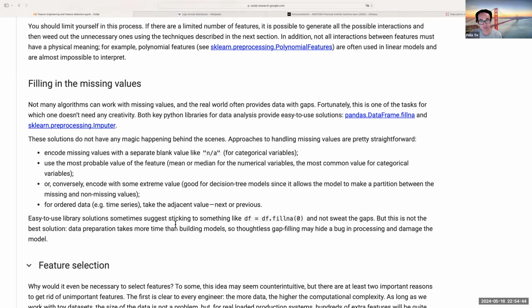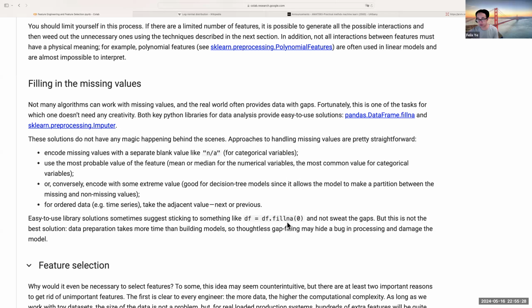Sometimes people will suggest filling all the null values with zeros or something like that, but this is not the best solution. If we just fill all these values with zeros, it takes more time than building the models. This kind of gap filling may create some bugs in processing and further damage the models. So doing it this way is not a good idea.